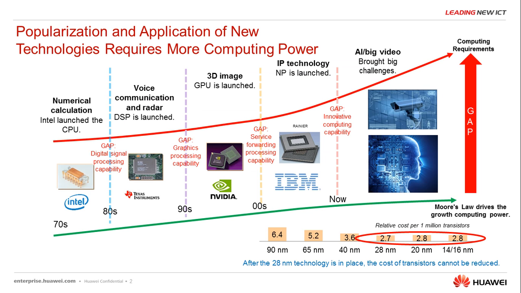If we look back on computing trends over the previous several decades, we'll notice an interesting phenomenon. That is, the popularization and application of new technologies has always caused computing power gaps between demand and the actual level that can be achieved, and these kinds of challenges have driven the occurrence of new computational chips to be able to make computing capabilities leap forward. In the current market, it's AI and big video that are posing the current challenges and driving computational capabilities.